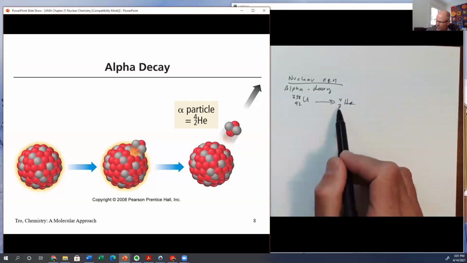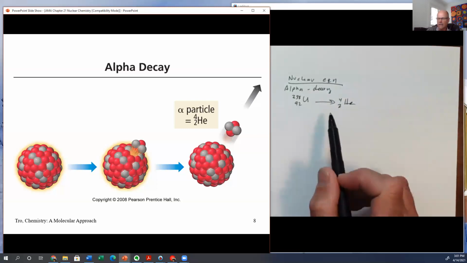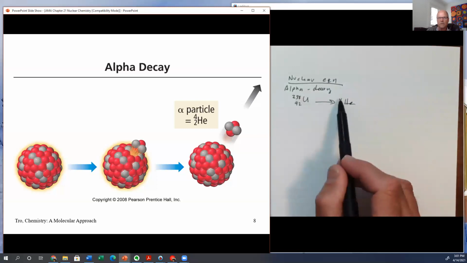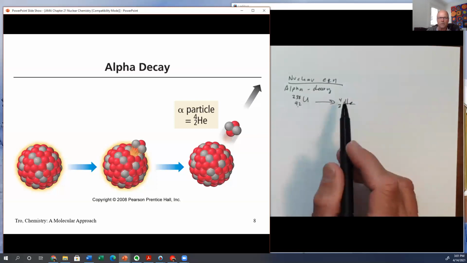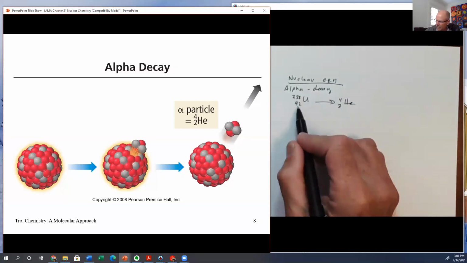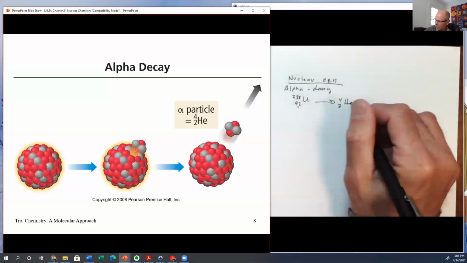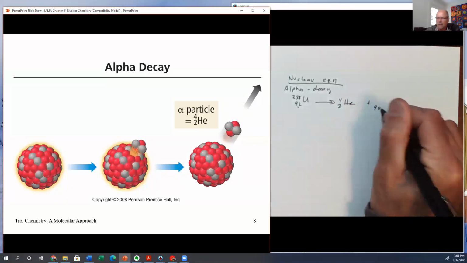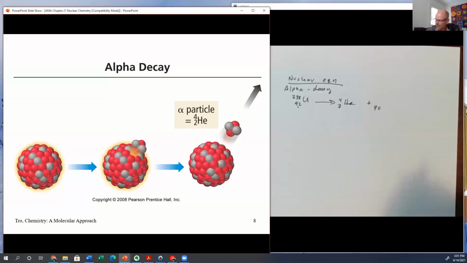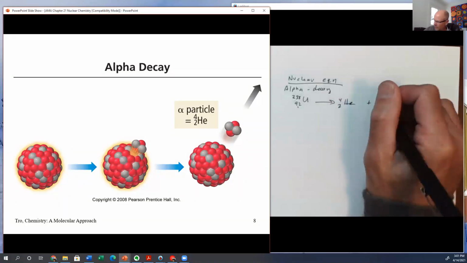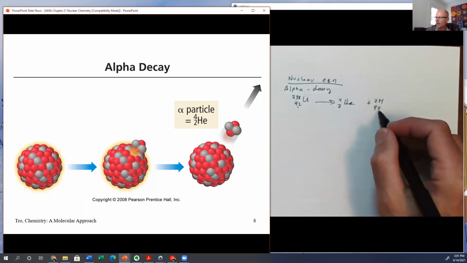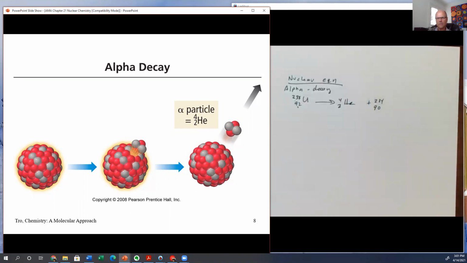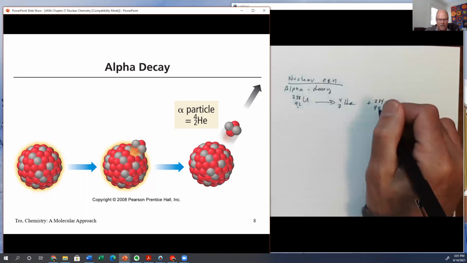So the sum of the mass numbers has to add up on both sides, and the sum of the atomic numbers. The atomic numbers are these, and the mass numbers are these. These have to add up, and these have to add up on both sides, right? So in other words, if this is 92 and this is 2, then we need one other particle here that has an atomic number of 90. And if this is 238 and this is 4, then we need another particle here that has a mass number of 234. And if we look on the periodic table, the element with atomic number 90 is thorium.